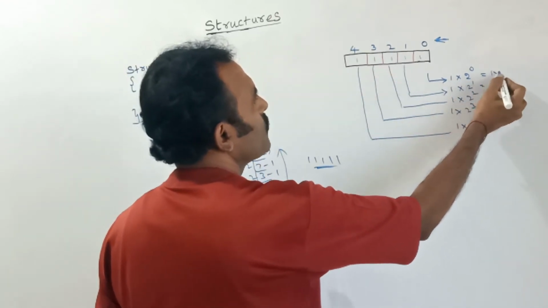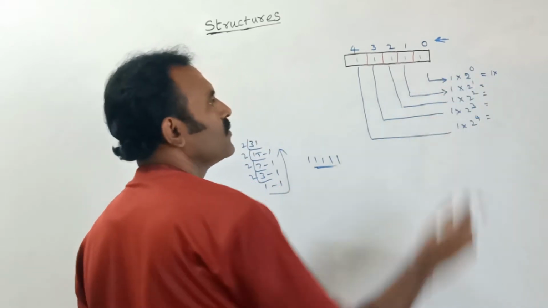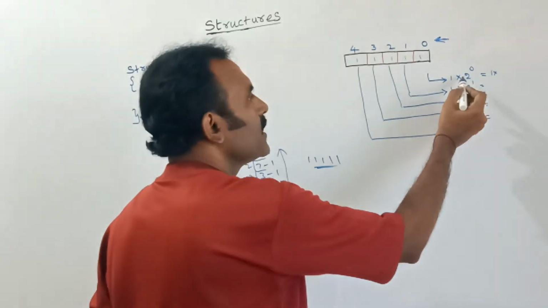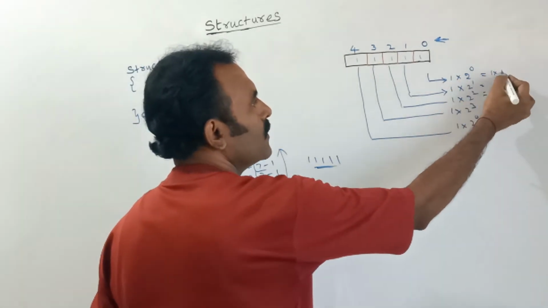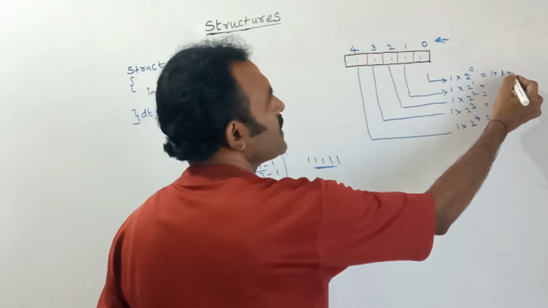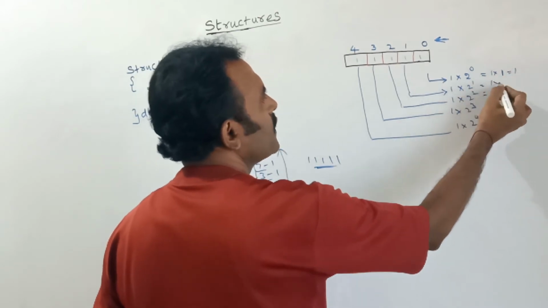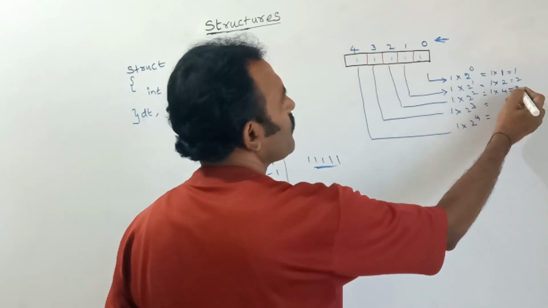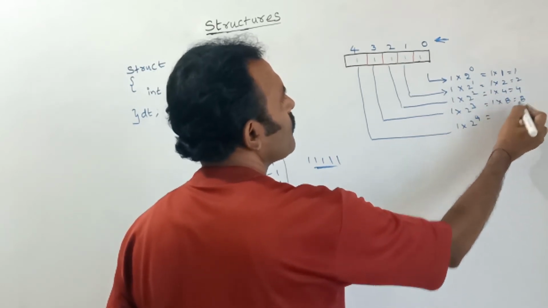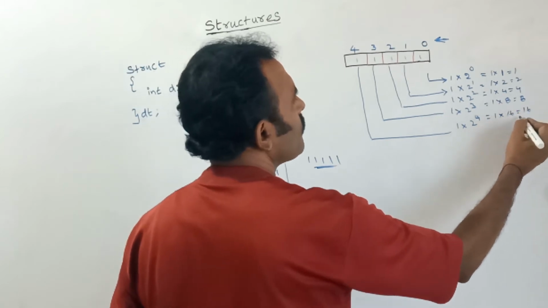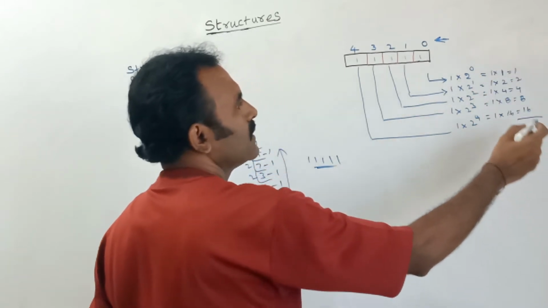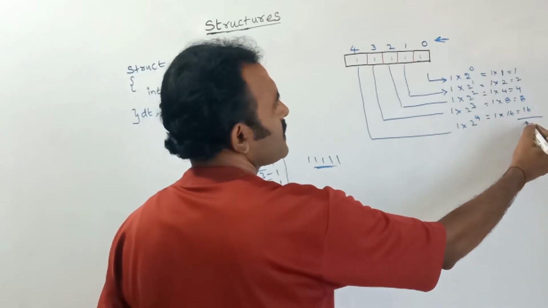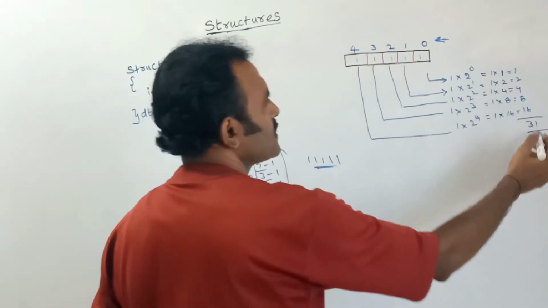See here 1 into, what is 2 to the power 0? Any value to the power 0 is 1. So here 2 to the power 0 is 1. 1 into 1, so what is the answer here? 1. Next 1 into 2 to the power 1 is 2. In the same way, here you add these numbers. Here 15 plus 16, 31. So this is the decimal value.